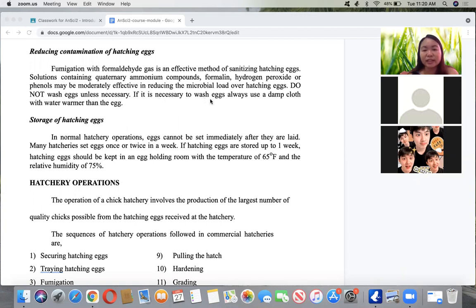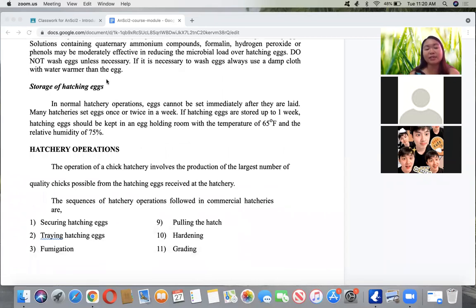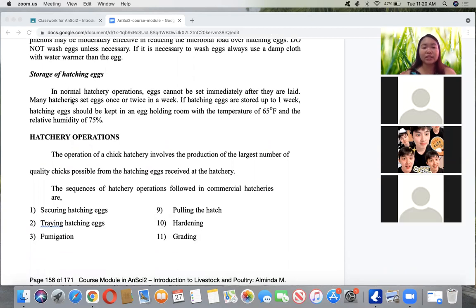So, do not wash eggs unless necessary kasi pag basa siya, mas lalong microbial contamination will occur. So, if it's necessary to wash eggs, always use a damp cloth with water warmer than the eggs. So, para hindi maiwasan yung movement ng water from inside to outside or outside to inside. So, dapat warm water gagamitin. So, how are you going to store the hatching eggs?